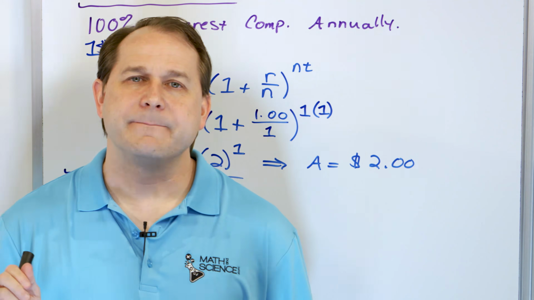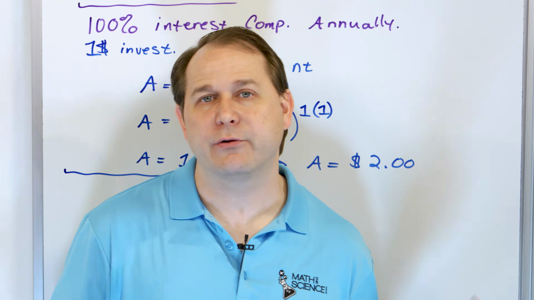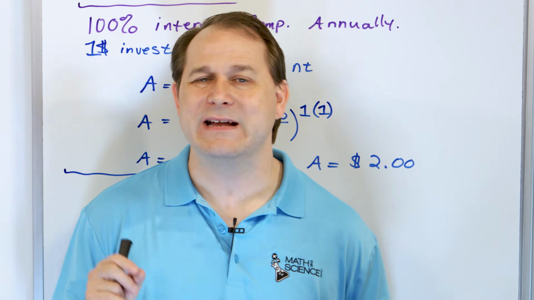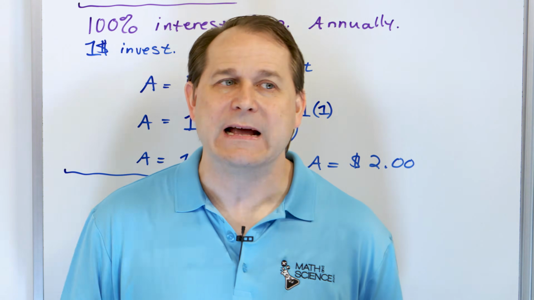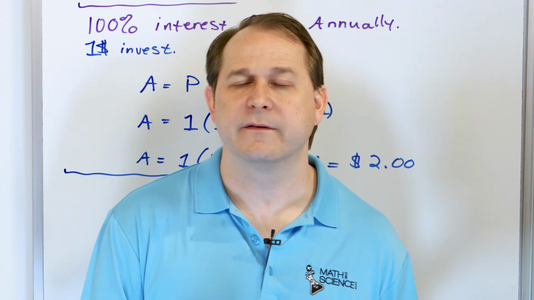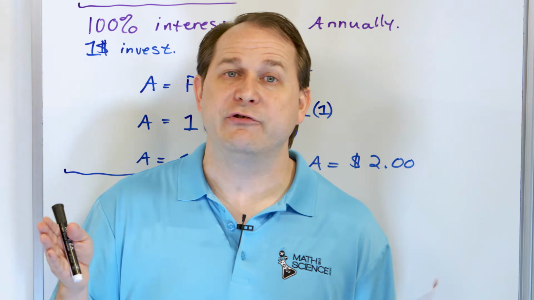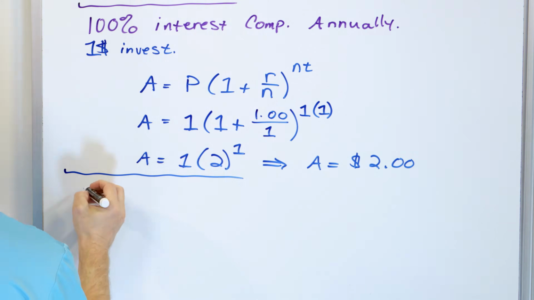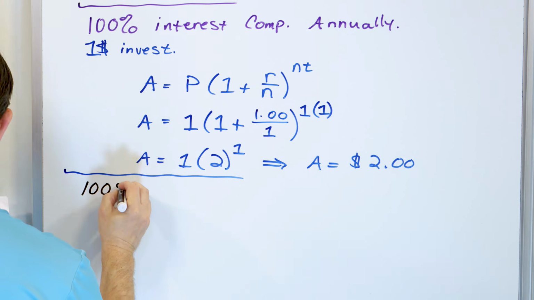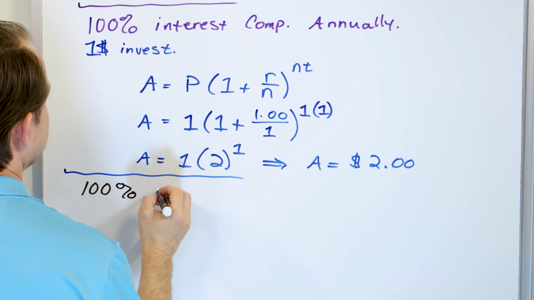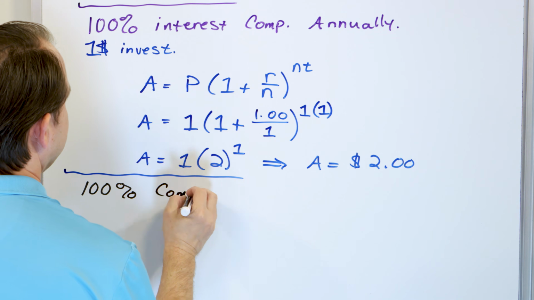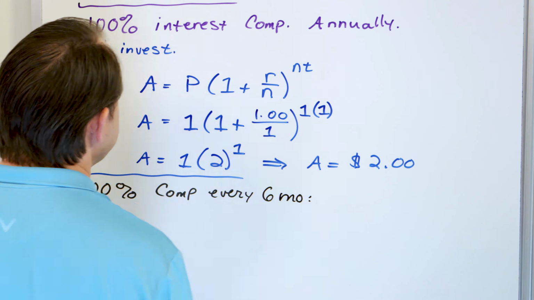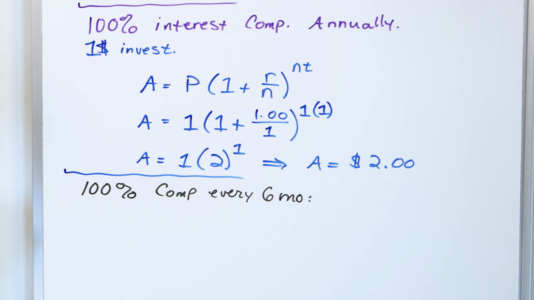Now what happens if I do the exact same calculation, I still give you 100% annual interest rate, but now I'm not going to compound it annually. Let's compound it every 6 months. So every 6 months means you compound it 2 times per year. So for the next thing, what we're going to do, it's going to be 100% compounded every 6 months. But again, I'm only looking 1 year in the future, all right?